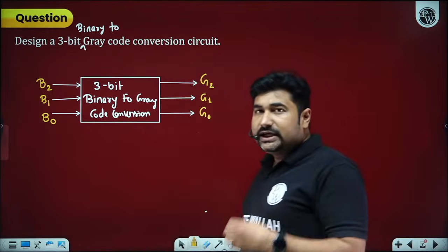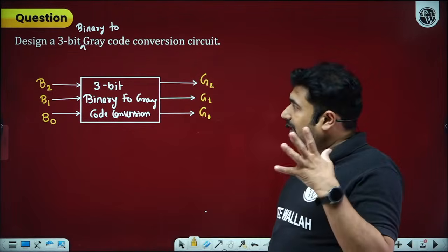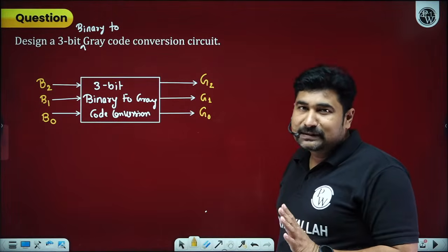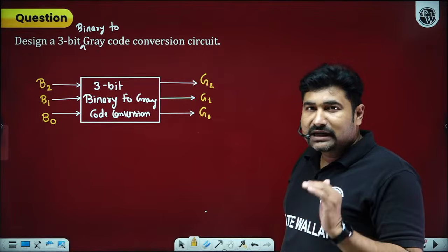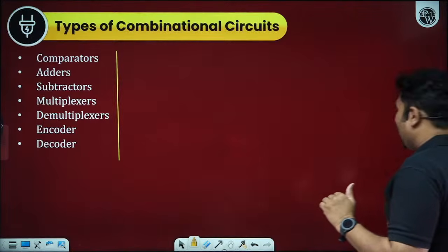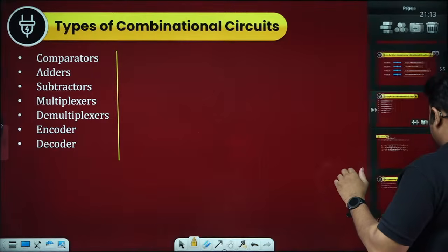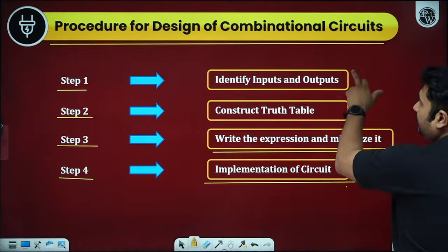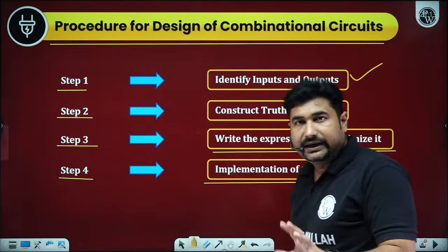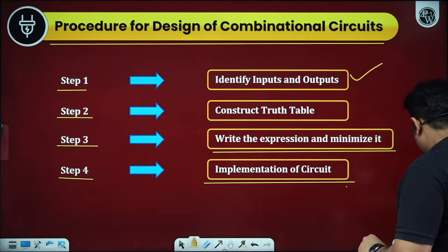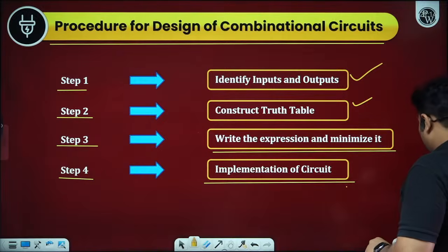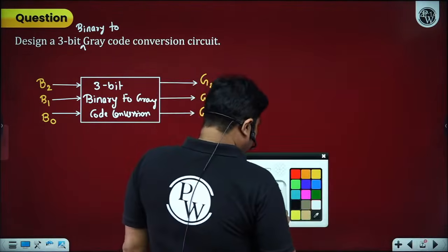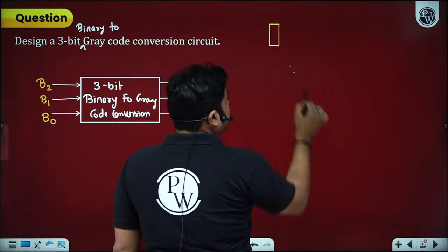First of all, we need to understand the relation between binary and gray code. We want to design a circuit, so first we have to identify the input and output relationship. We know about gray code and binary code. Next is to construct the truth table based upon the input output relation. So step number 2 says construct truth table.